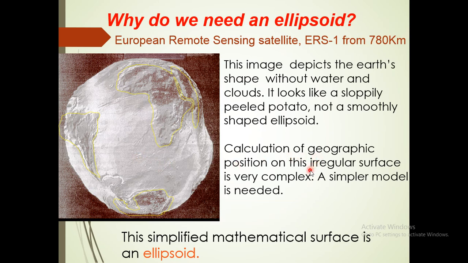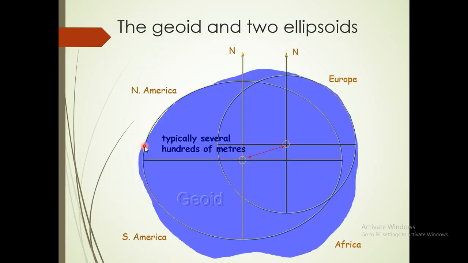Calculation of geographic position is very complex. You nak kira macam mana? Where is the center? Sini ke center dia? Sini ke center dia? You never know the correct center. Maybe you say kat sini, tapi when you zoom in, dia lari dah berapa meter. So this simplified mathematical surface is an ellipsoid. Sini, this part. Okay. So tadi surface tadi kita buang. So the geoid and the ellipsoid.